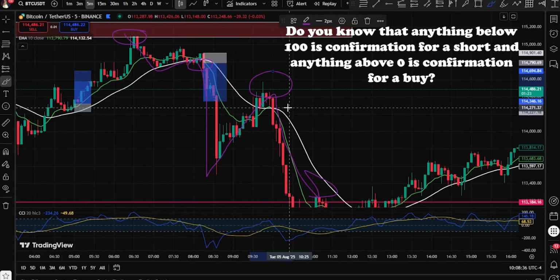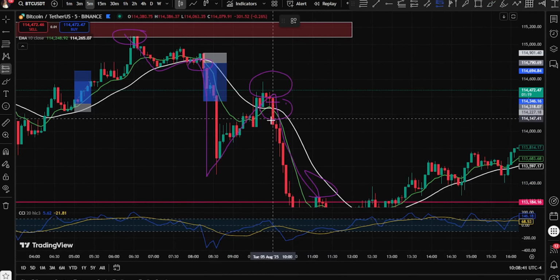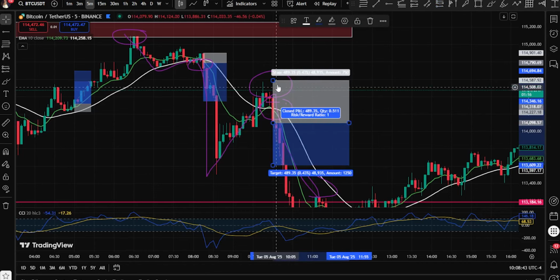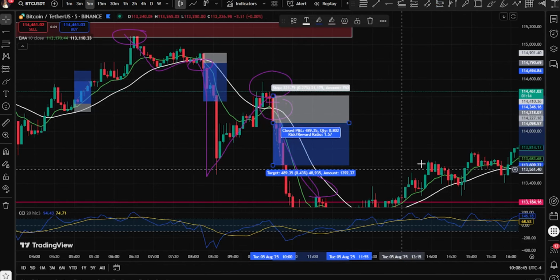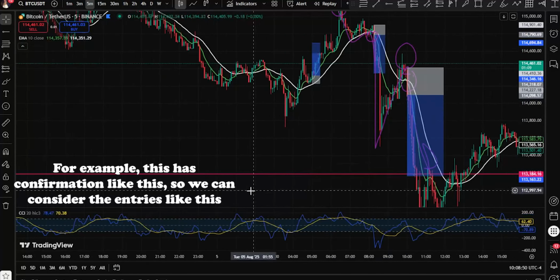When do you exit? When the EMA 15 crosses the EMA 10 downwards again, or the CCI goes back below zero. In scalping, patience is a virtue. A precise strategy means entering quickly, exiting on time.